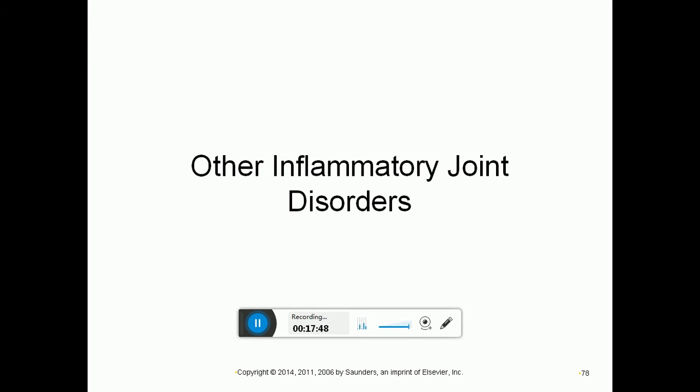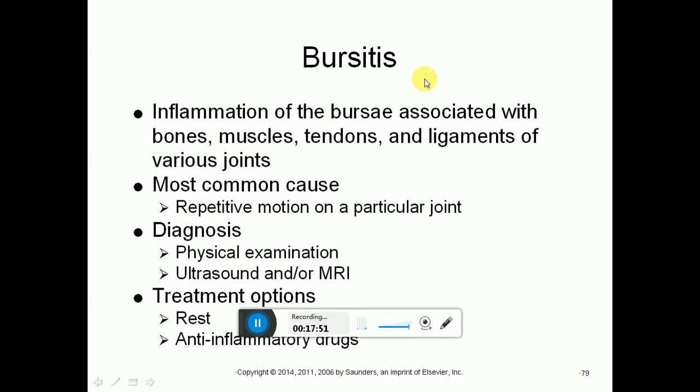Other inflammatory joint conditions that happen, we've got bursitis. Remember, bursas are these little sacs of fluid that are found in joints and they kind of lubricate the movement of joints. So an inflammation of this bursa is called bursitis. It's usually caused by repetitive motion of the joint. Diagnosis is usually by physical exam. You could do an ultrasound and an MRI to diagnose it as well, although we rarely ask for an MRI. Usually physical exam and ultrasound are enough. It won't be found on an x-ray or a CT scan.